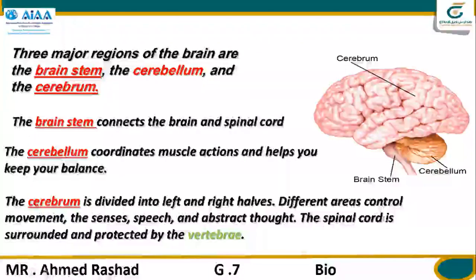And the spinal cord is surrounded and protected by what? The vertebrae. That's protecting the spinal cord from cuts or damage. When the vertebrae have any problem, that's what causes the paralysis that we talked about at the beginning of this lesson. Any problem in the vertebrae makes you unable to move or do any voluntary movement.